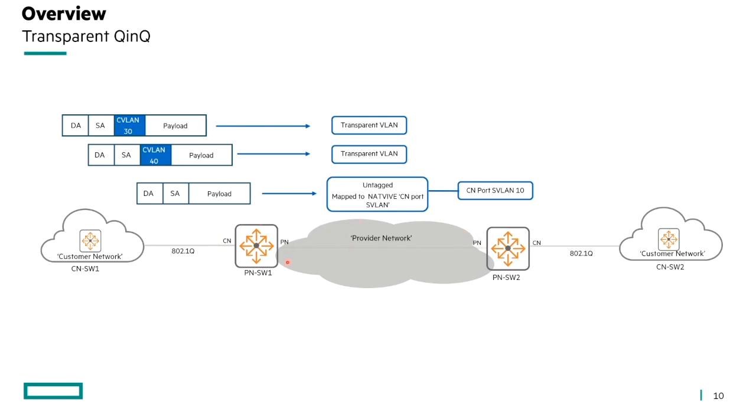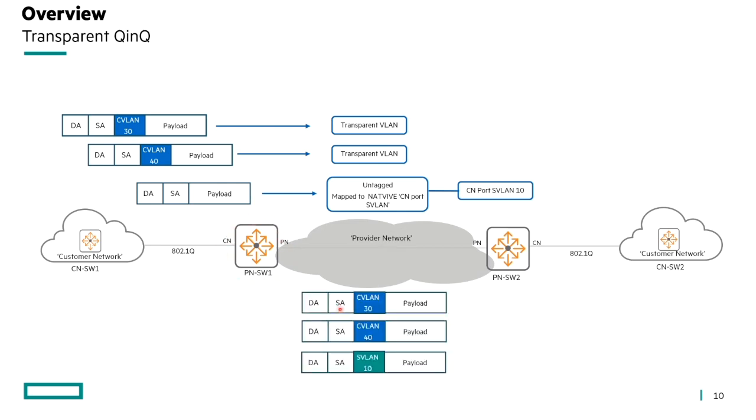So if the appropriate configurations are applied to this PN switch, we'll have the customer VLANs 30 and 40 traversing the provider network with just the outer 802.1q tag, no SVLAN outer tag, and any untagged traffic will drop into the SVLAN native VLAN on the CN port. In this case, it is SVLAN 10. And just be aware, on the same port, transparent QinQ is mutually exclusive with selective QinQ. That is only on the same port.